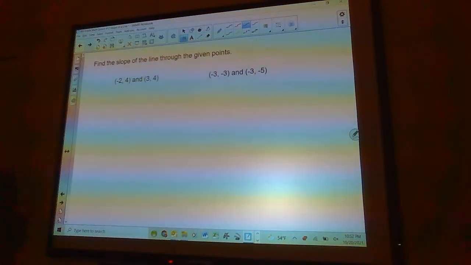Okay, find the slope of the line through the two given points. So go ahead and pause the video here, practice finding the slope, jump back on here, and see how you did.